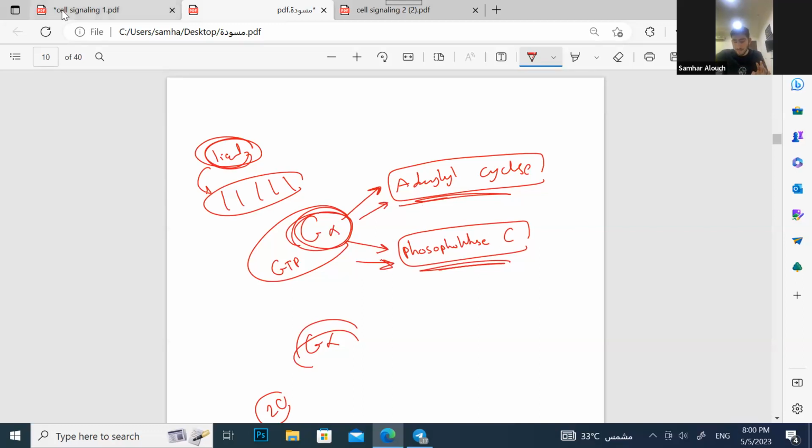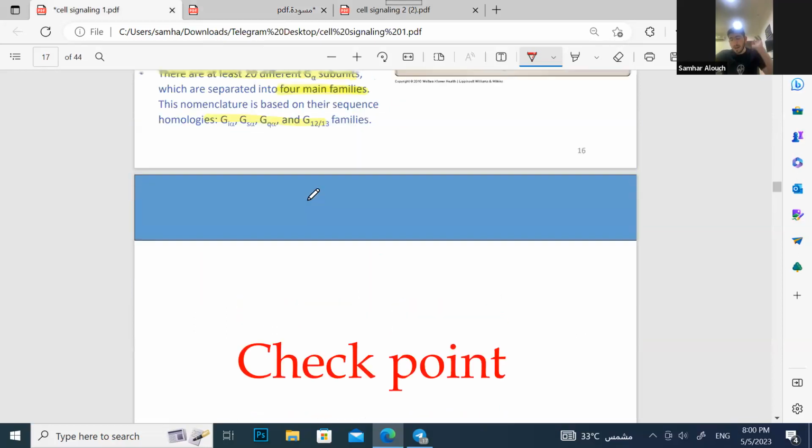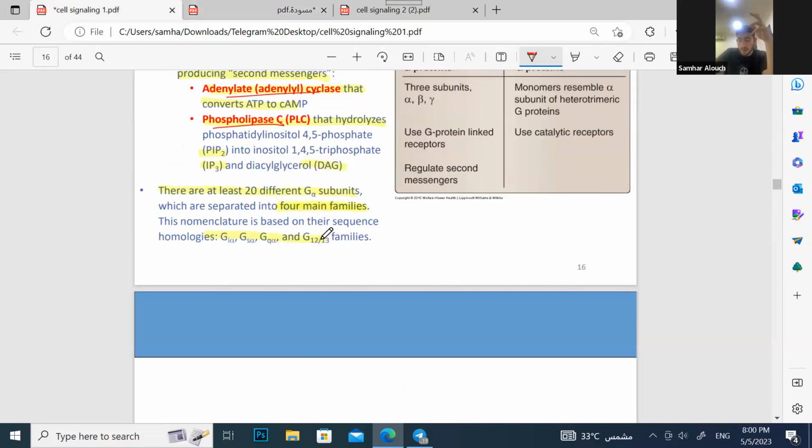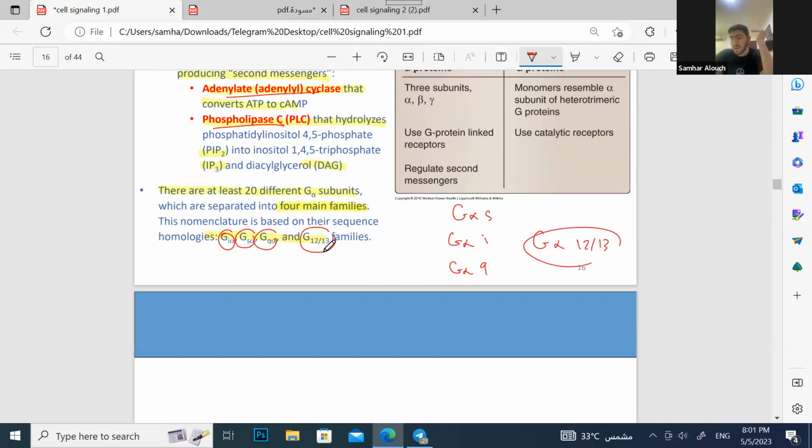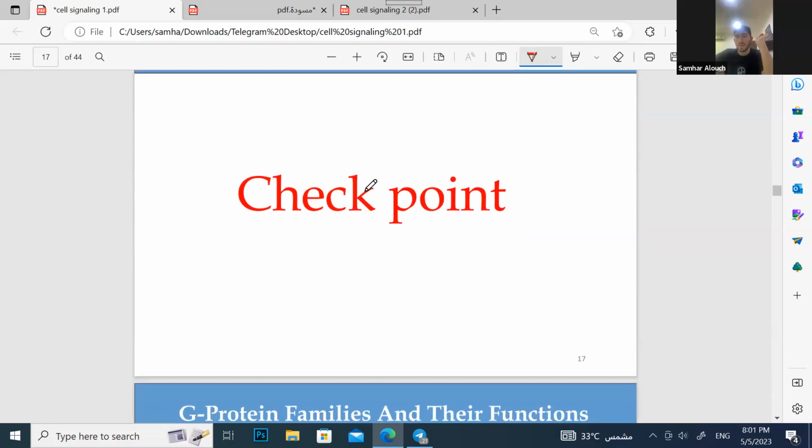And that's it for the second checkpoint. Before that, the 4 types are GI, GS, GQ, and G12/13. So we have G-alpha S, G-alpha I, G-alpha Q, and G-alpha 12/13. We will talk about them in detail afterward, but for now just memorize them, and each one of them activates a certain pathway. And now to the second checkpoint.